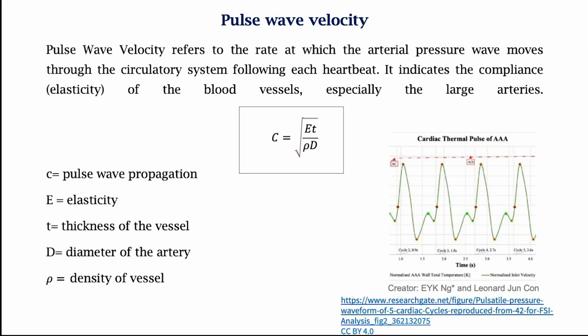It is not the flow of blood that travels, but we are interested in how fast the pressure wave itself travels through the arteries, which I could compute as this speed, the pulse wave propagation, as the square root of Et divided by rho d, where E is elasticity times the thickness of the vessel, divided by the diameter times the density of the vessel. All of this is in the square root.